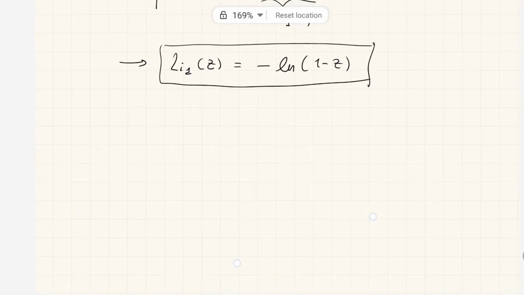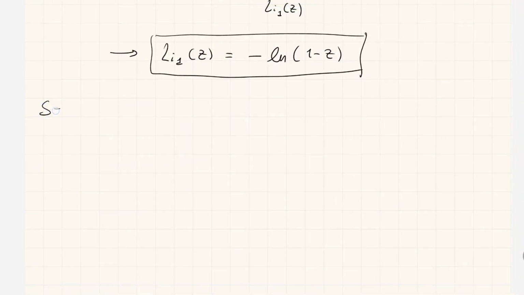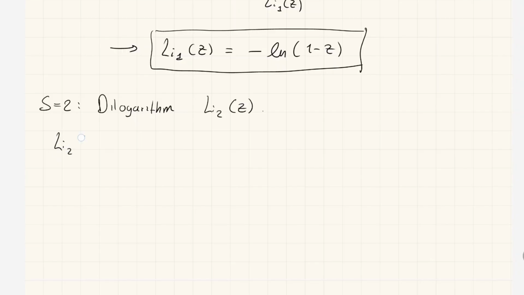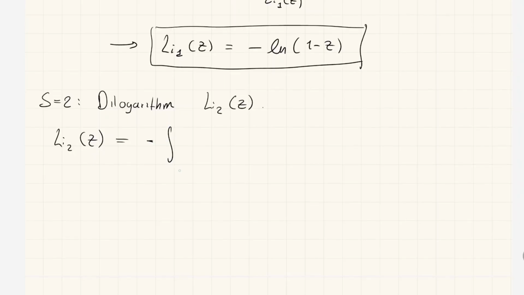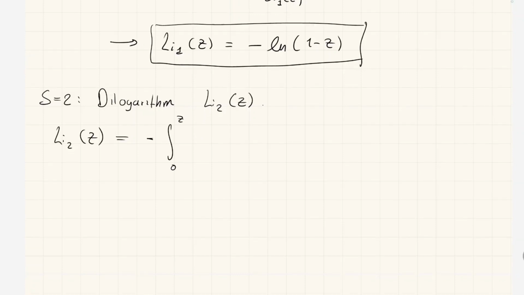And very special is the case where s is equal to 2, okay? Where s is equal to 2, we are going to name this as the Dilogarithm, Li sub 2 of z. What happens? Well, we are going to start with a definition that is different from the original definition. We're going to establish that the Dilogarithm is equal to negative the integral from 0 to z of the natural log of 1 minus u over u du, okay?